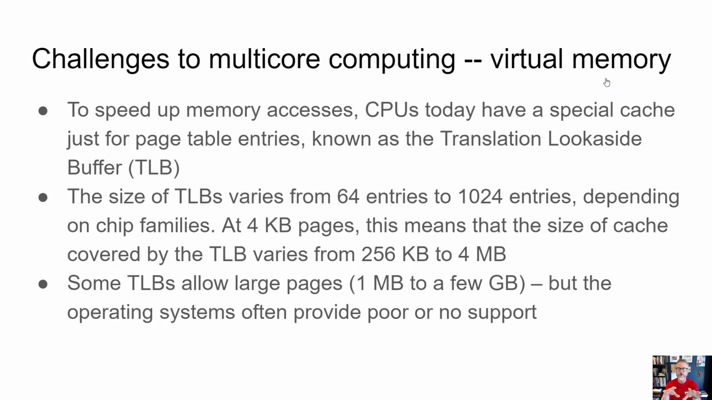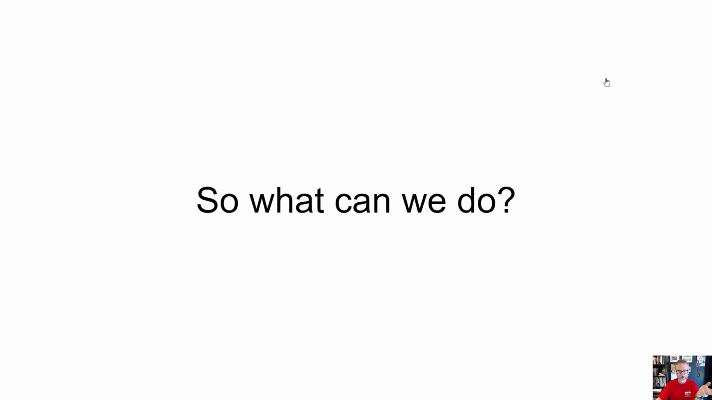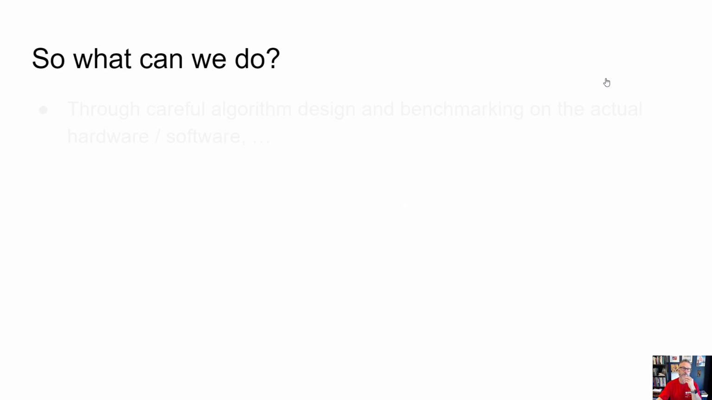There's sort of several different things that we're fighting against. We're fighting against RAM bandwidth. We're fighting against network bandwidth. We're also fighting against contention for RAM and the network. And we have to fight against this virtual memory paging problem. So what can we do? What are some things we could do to try to avoid all those problems?